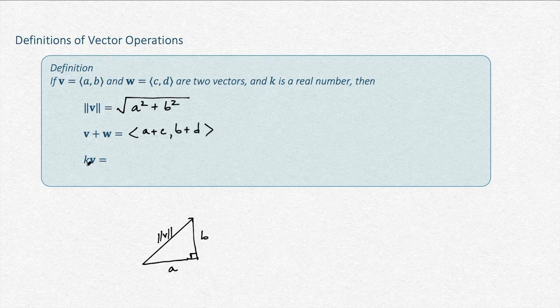And finally, if we scale a vector by k, then that is, of course, just multiplying each component by k. So this is ka and kb. It doesn't matter if k is positive or negative. It could even be 0. This will still hold.